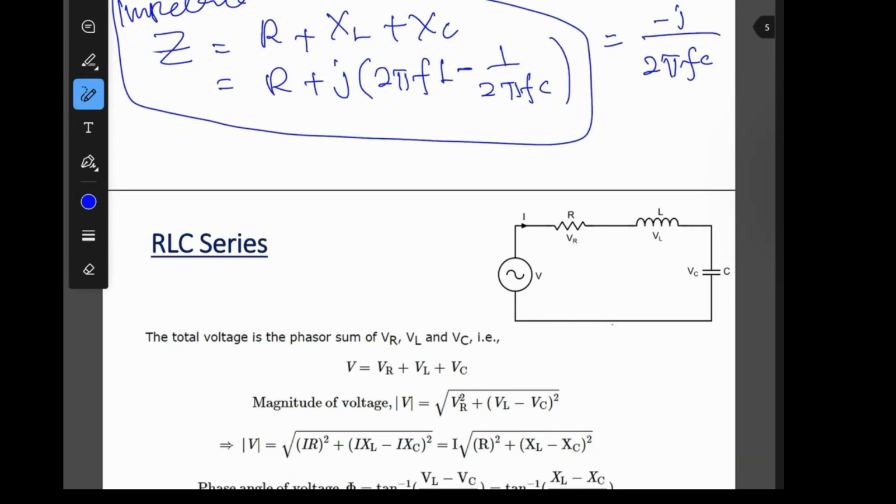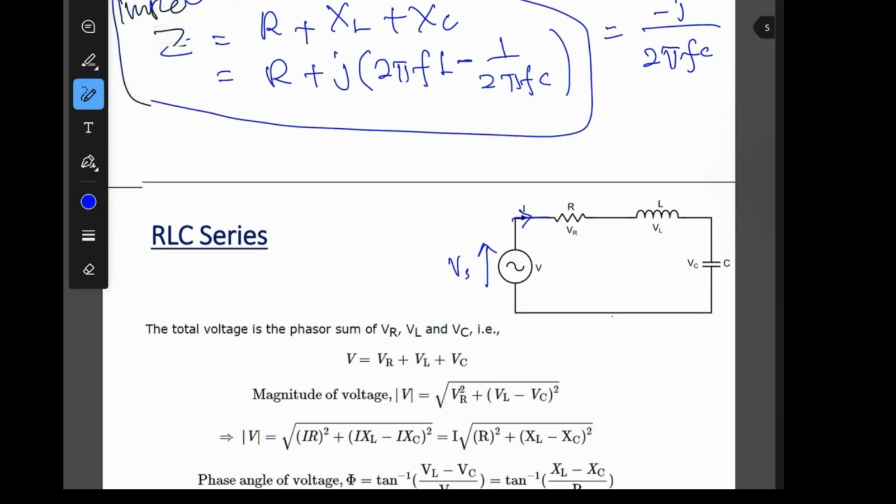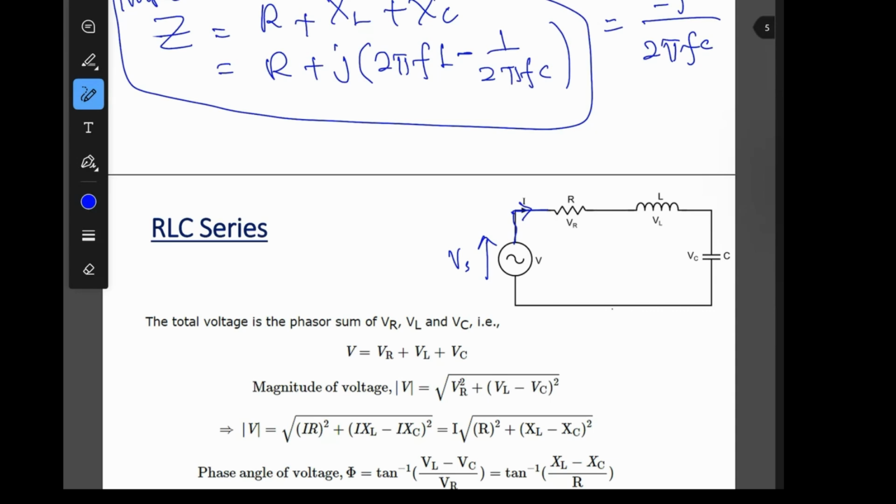So we have voltage. This one is the voltage source. Current goes in this direction. For a series circuit, the current passing through the voltage source, the resistance, the inductor, and the capacitor is the same, same current. All the current flows through this circuit, same current, in this direction.